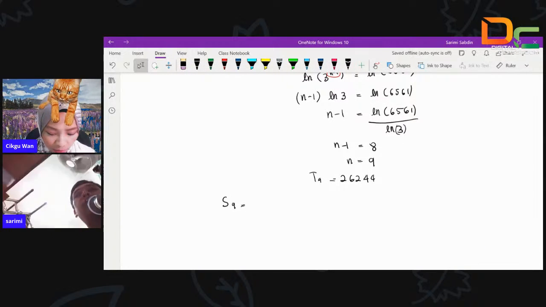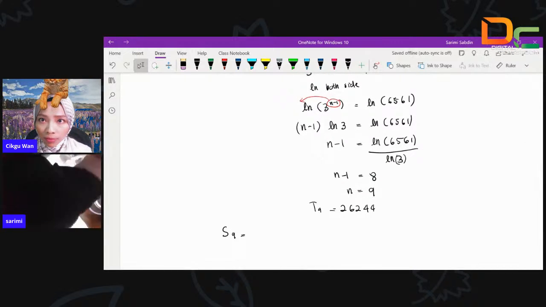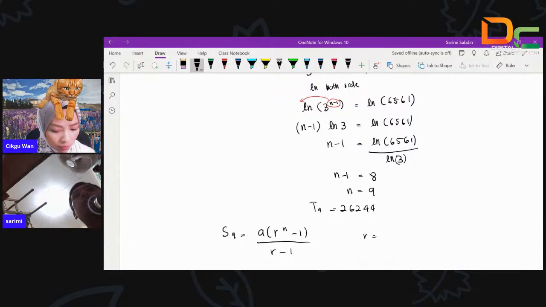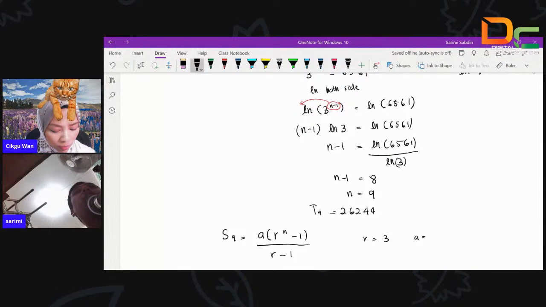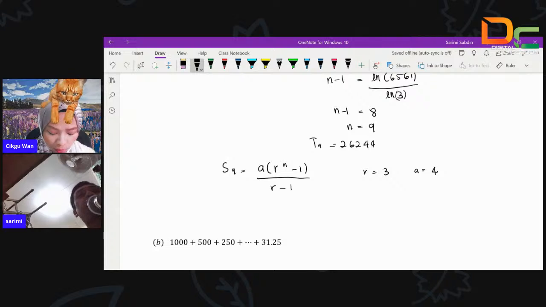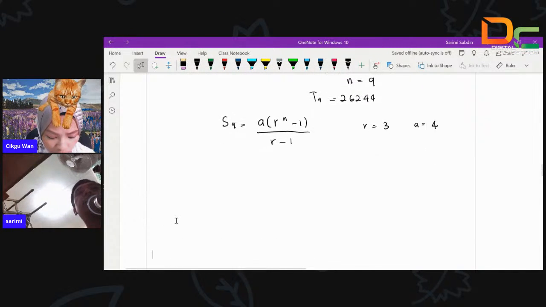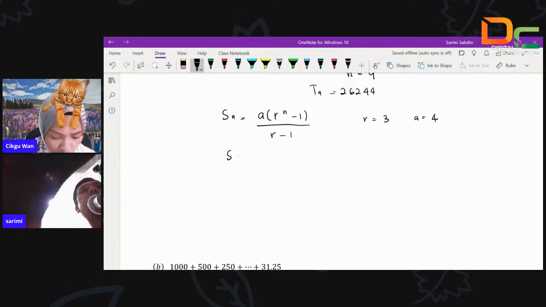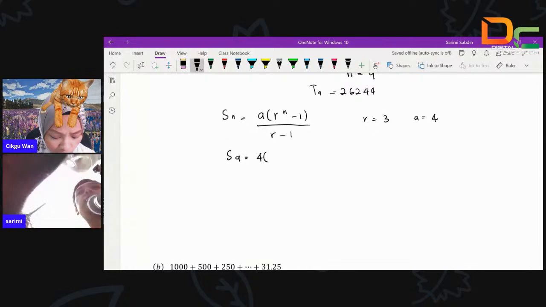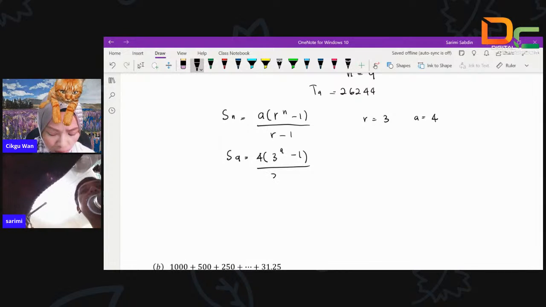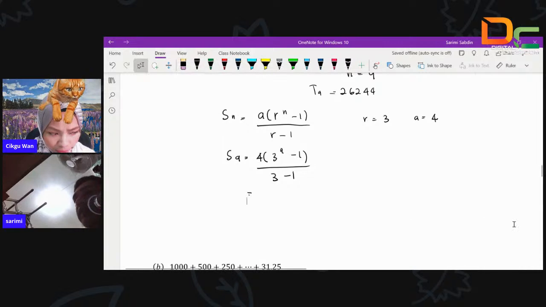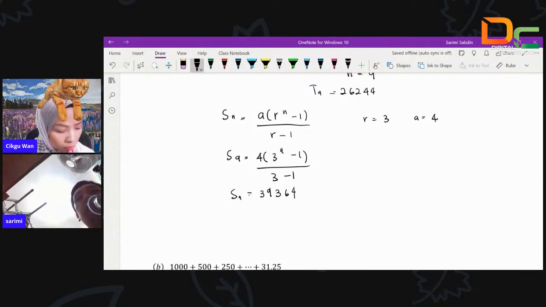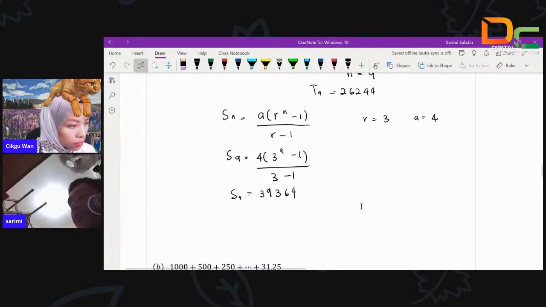The formula for S9: since R is greater than 1, we use the formula A times R to the power of n minus 1 over R minus 1. R is 3, and A is 4. So S9 equals 4 times 3 to the power of 9 minus 1 over 3 minus 1. Putting this in the calculator, we get 39364. So the sum of the first 9 terms is 39,364.